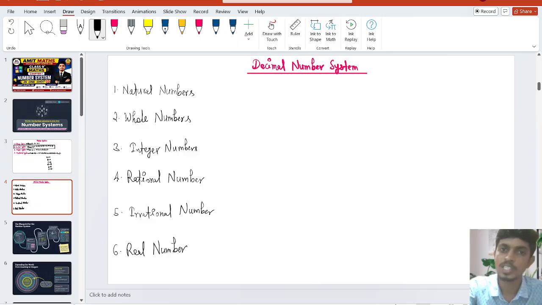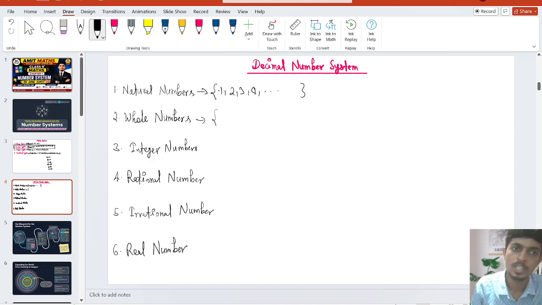So our topic is the decimal number system. There are some types of numbers. First is the natural number, known as a counting number. What is this? It is 1, 2, 3, 4 and so on. And so on means that by adding 1 you get the next natural number. What are whole numbers? Whole numbers mean including 0 in the natural numbers: 0, 1, 2, 3, 4, 5 and so on. These are whole numbers.